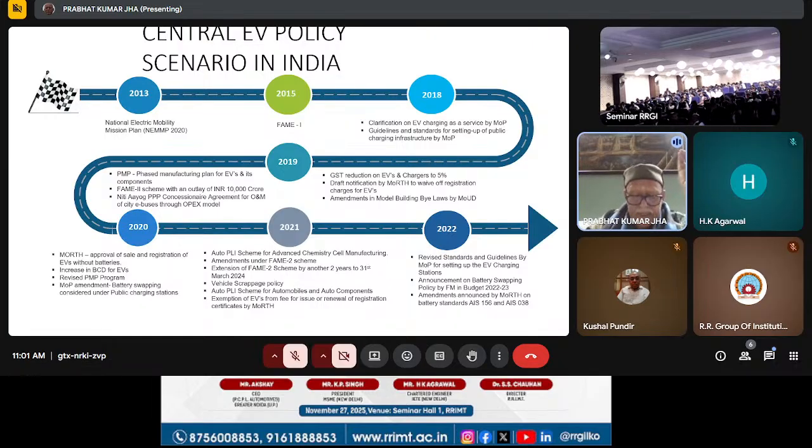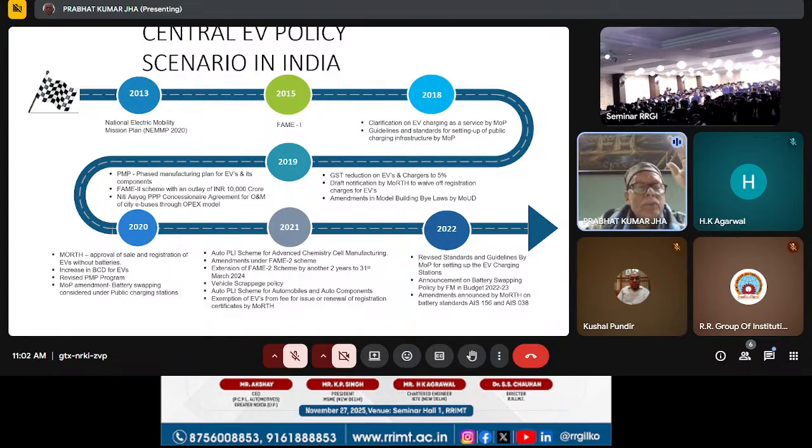FAME 2, again I am telling, faster adoption, manufacturing of electric vehicles in India. In FAME 2, they moved from personal vehicle to the social, means if you get social vehicles, you will get subsidy for that. So GST reduction on EV chargers to 5%, draft notification by MORTH to waive off registration charges for EVs. Amendments in model building bylaws by memorandum of understanding.